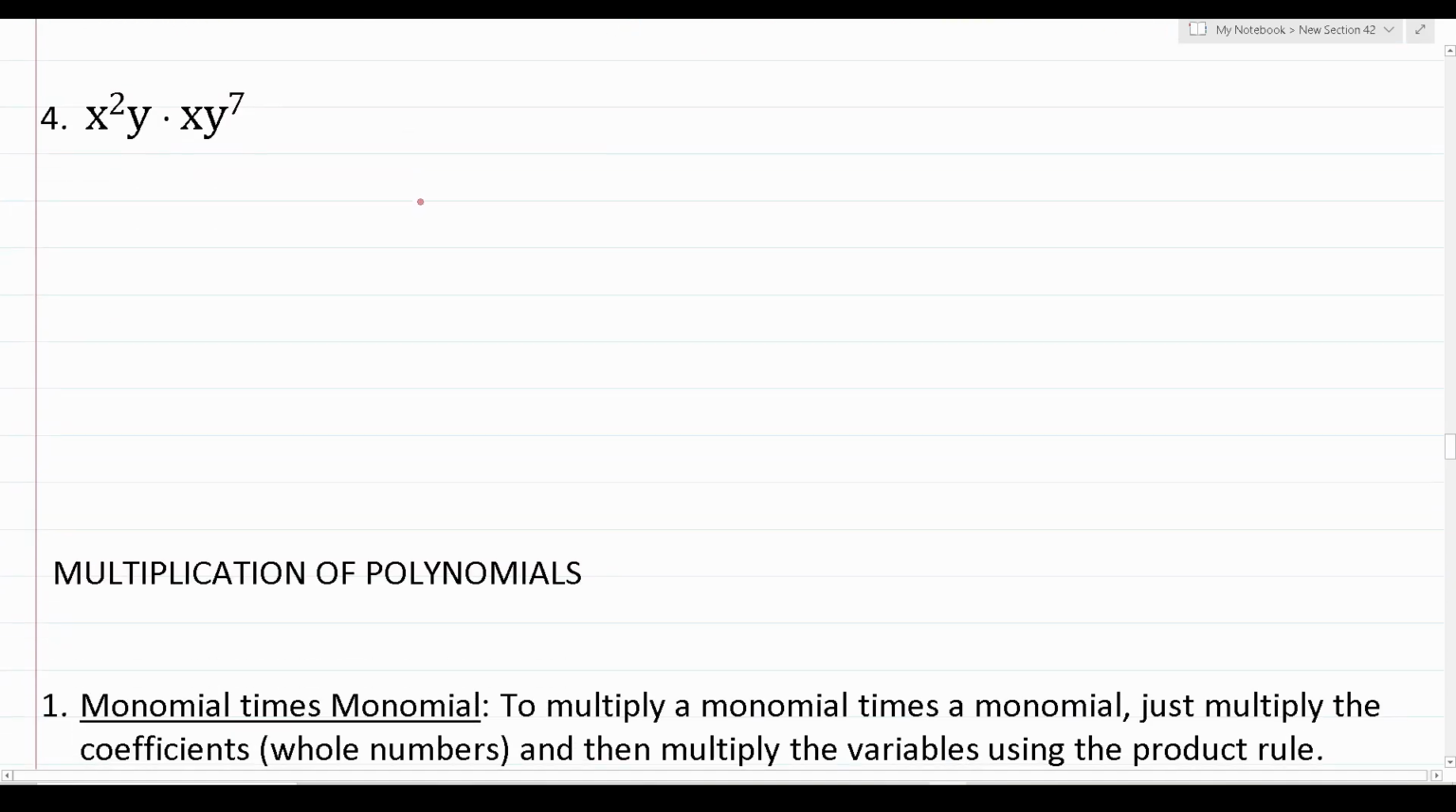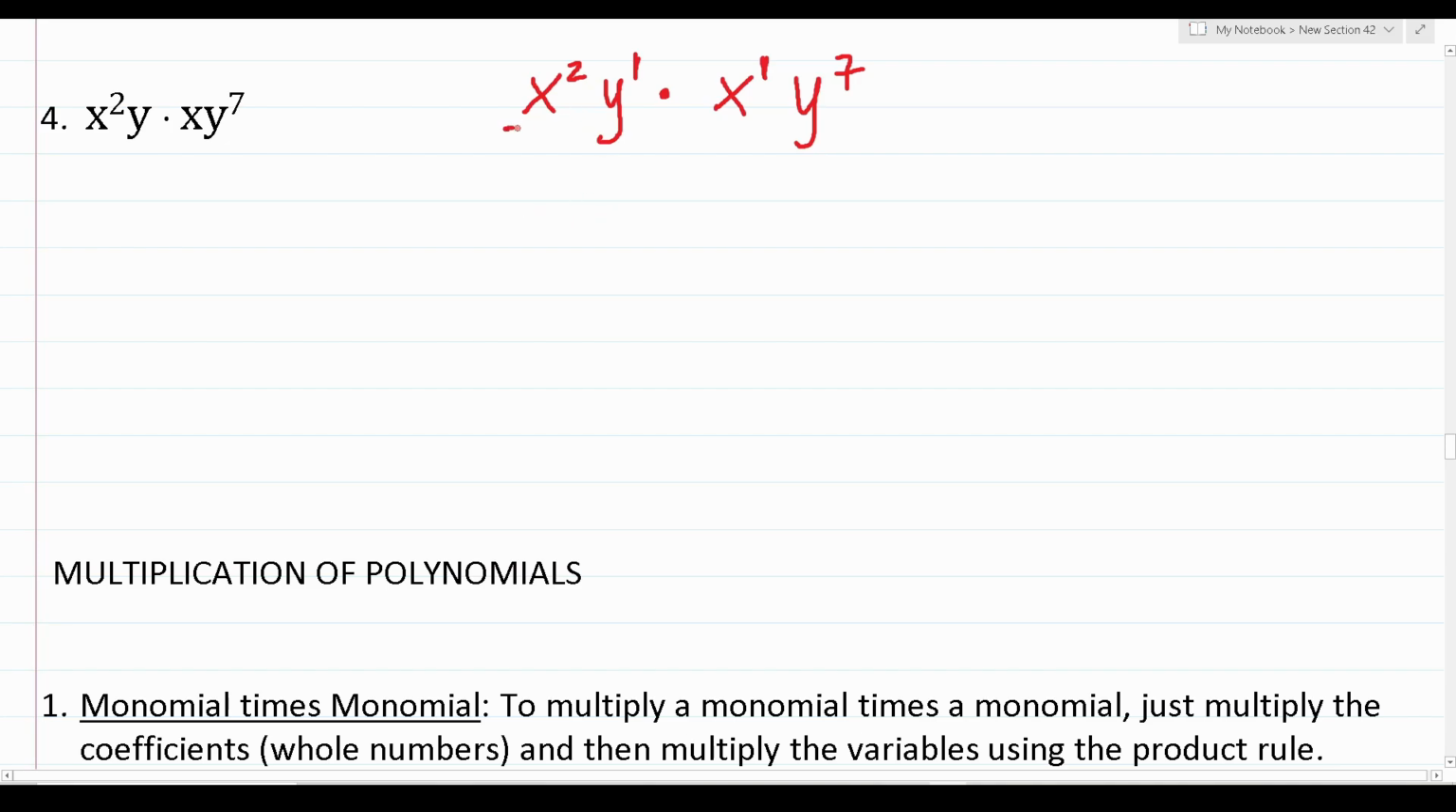And finally, we have x squared y times x, y to the seventh. So let's go ahead and copy this one off to the side. We have x squared y times x, y to the seventh. If it's helpful, wherever you don't see an exponent, you can fill in a 1 accordingly. And now we're going to apply the product rule, but we can only apply it to the variables that have the same bases.